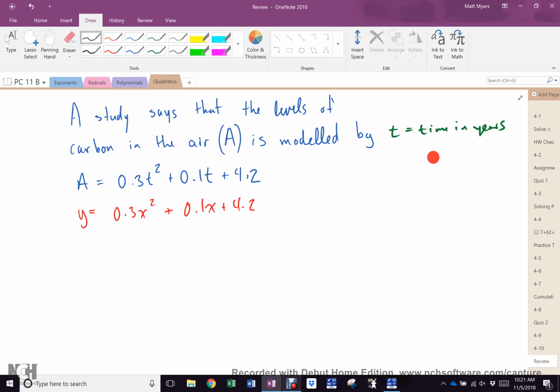Everybody cool? So somebody tell me right now, the first question I want to know is the level of carbon in our air right now. I have one guess of 0.03. Do I have any other guesses? Shouldn't even need a calculator for this. 4.2. Why? Because time is 0. We're starting it right now.